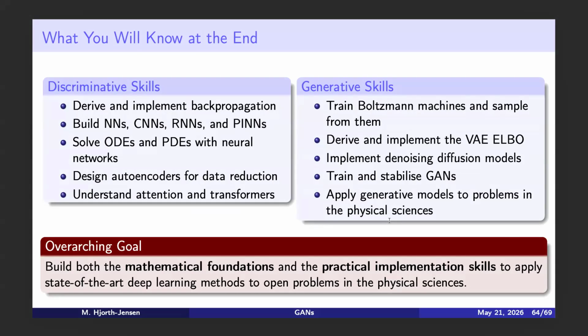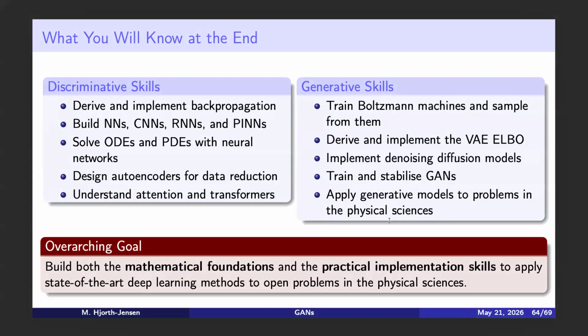So for discriminative skills, derive and implement backpropagation, build your networks using PyTorch. We have people who build them from scratch; that's typically a semester-long project. And then we have other people who solve ordinary differential equations with neural networks. We have looked at autoencoders for data reduction and a brief excursion into transformers. And then we looked at Boltzmann machines, variational autoencoders, diffusion models, and today GANs. And obviously, we hope that you are able to see how you can apply these models to problems in the physical sciences. We are not limited to the physical sciences.